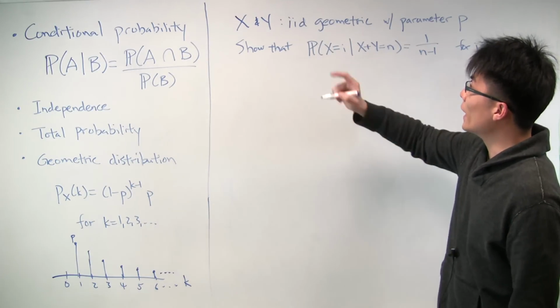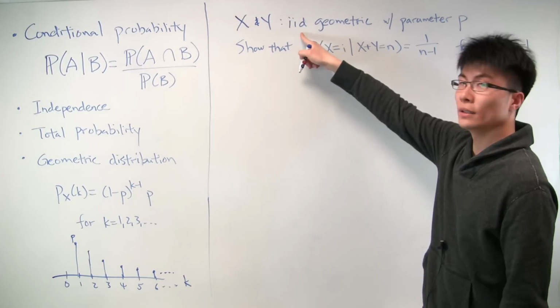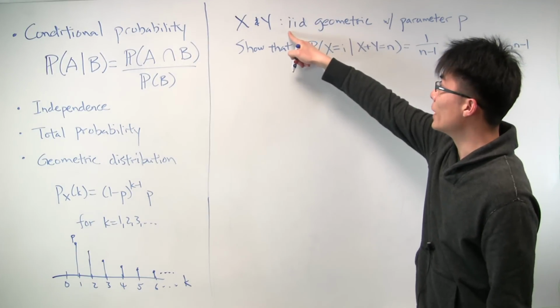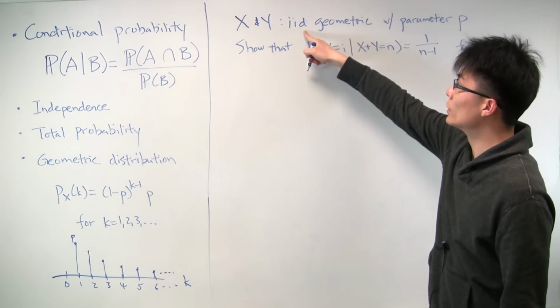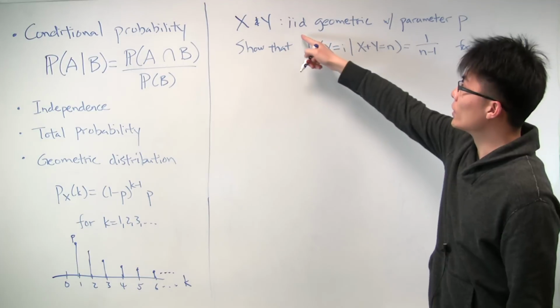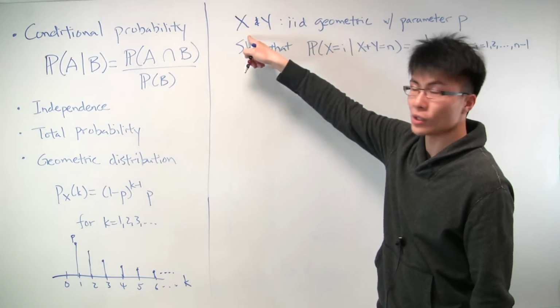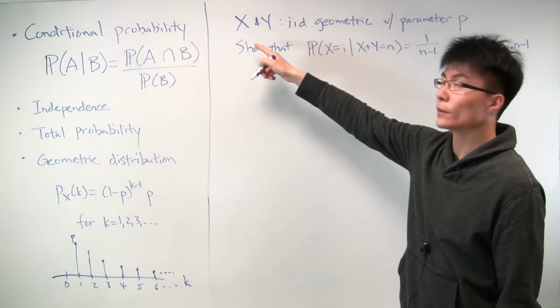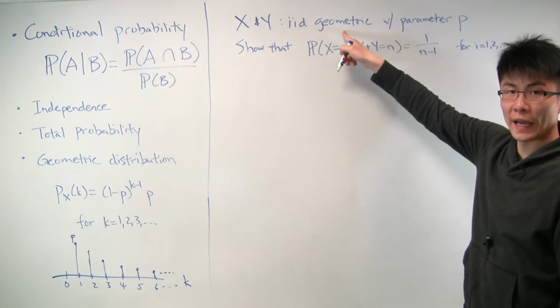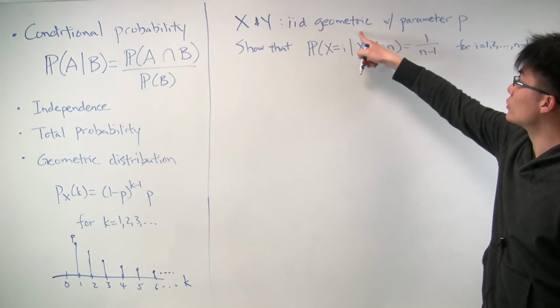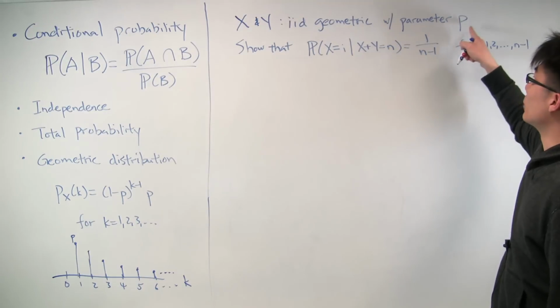What we're given is that X and Y are two IID, which means independent and identically distributed. So what does that actually mean? It means that X and Y both have the same distribution and they are independent of one another. And what distribution do they have? Well, they are both geometrically distributed with the same parameter P.